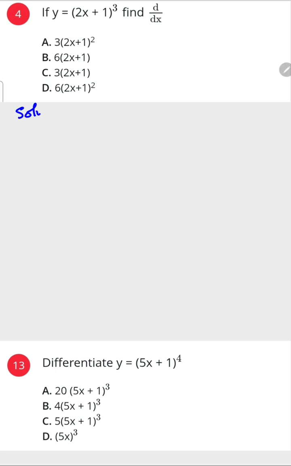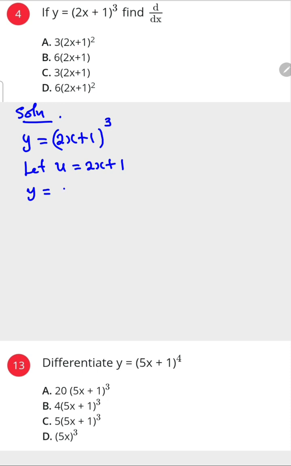All right, solution. Now we have y equals 2x plus 1 all raised to power 3. In this, you should know that it is a function of a function. So you say let u be equal to 2x plus 1, so that y will now be equal to u raised to power 3. So you have to find dy by du, that is, differentiate y with respect to u. Differentiating this gives 3u squared.